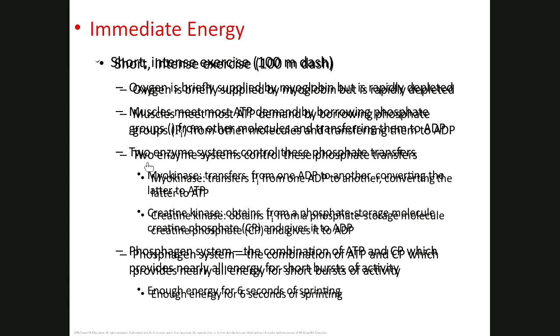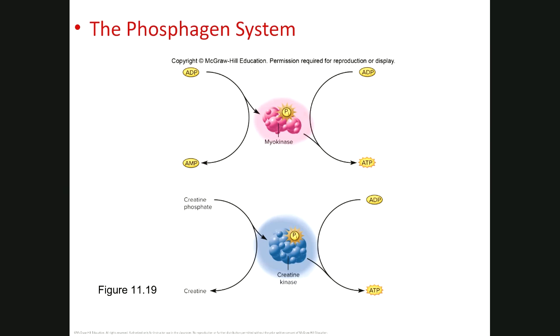In immediate energy, short intense exercise like a 100-meter dash, oxygen is briefly supplied. Myoglobin is used right away. Muscle needs ATP demand, so it'll borrow from other sources to make ATP. And those sources are the myokinase, creatine kinase.